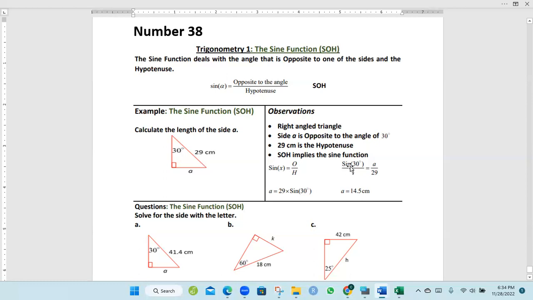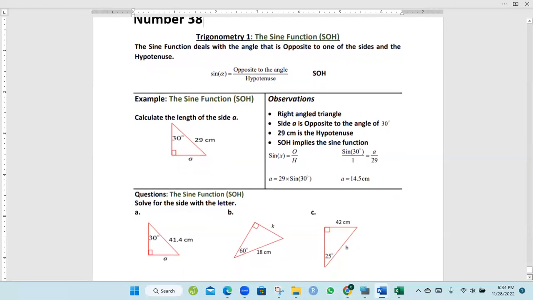And then you substitute: sine of 30 degrees is equal to A over 29. Sine of 30 degrees, you put it over 1, and you cross multiply and divide to get A is equal to 29 times sine of 30 degrees divided by 1, which is 14.5. So let us do an example.